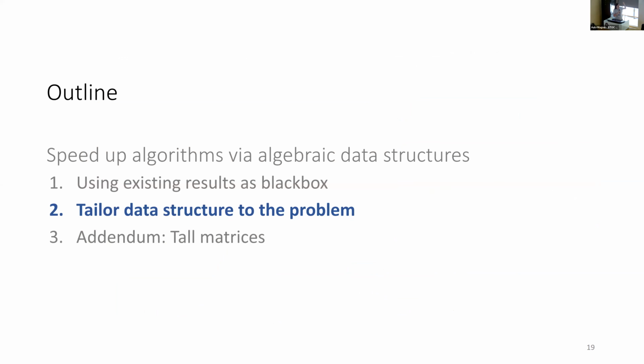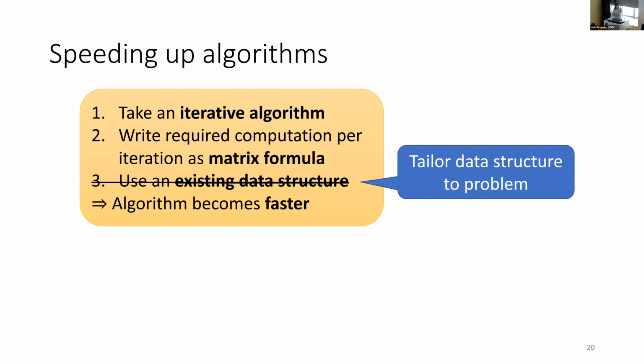Okay, so this is kind of how you can use it as a black box. Now I want to look at how you can make this even more efficient. We open up the black box a bit. For this, the idea is, instead of using one of these existing data structures, we now want to create our own data structure for one of these formulas.